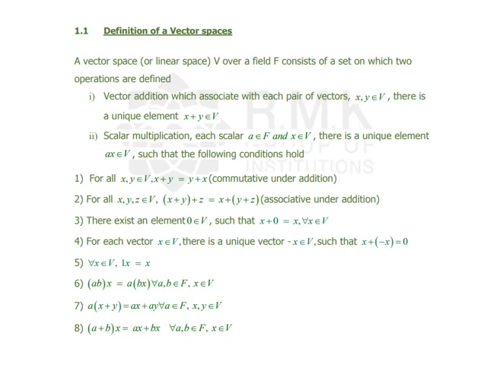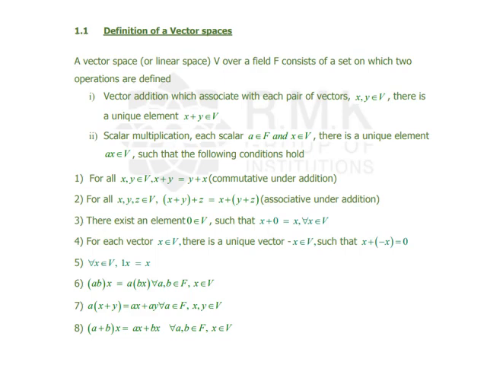A vector space V over a field F consists of a set on which you have two operations. One we call vector addition, where we consider two vectors x and y in V. Then when we add x plus y, that will be a unique element and also an element of V.